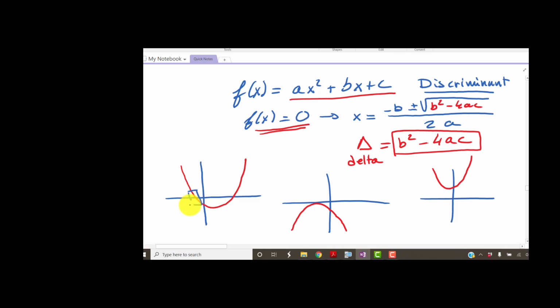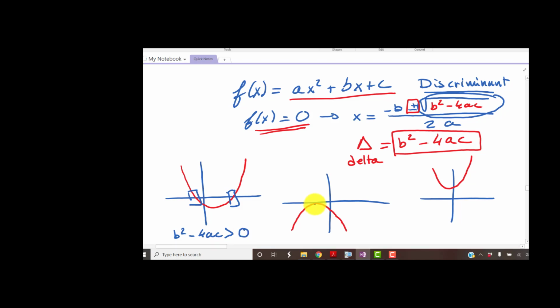So what does it mean in the first case that the equation has two x-intercepts? That means this square root is well defined, right? And you will have your two x-intercepts from the plus or minus here. So that means that b squared minus 4ac is strictly above 0. So the square root is well defined, okay?